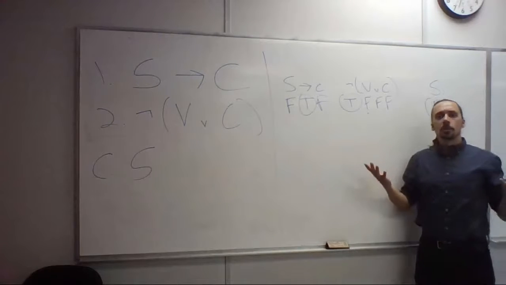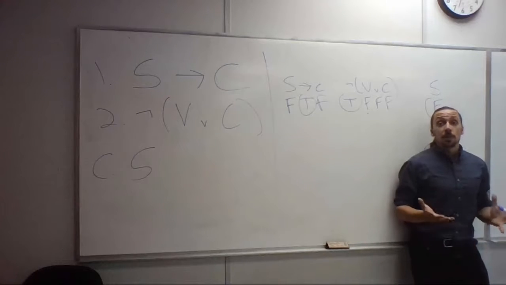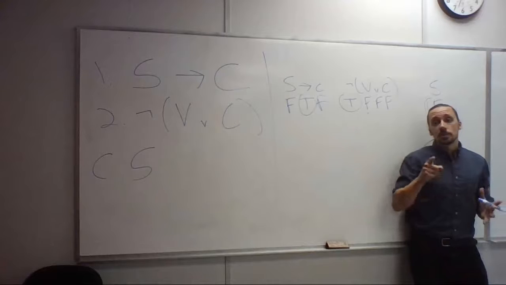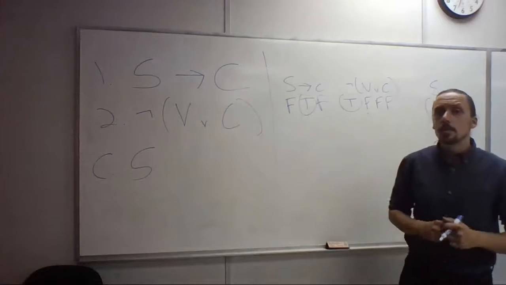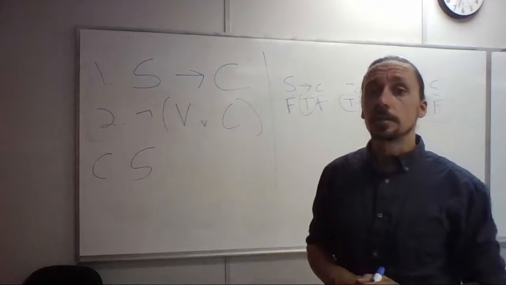So I keep wandering on screen. So is it possible to have true premises and a false conclusion? The answer is yes. You can have true premises and a false conclusion. So this argument is invalid.